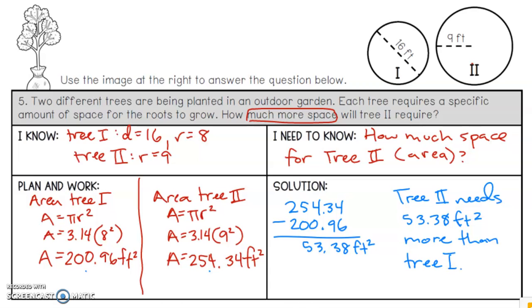Okay, so the big thing with area and circumference is knowing, 1, what am I looking for? Then look at your formula. What is given? What is unknown? Plug in what you know, solve for what you don't. Remember, if you're solving for radius, you're going to have to take the square root at the end. All right, go try it.